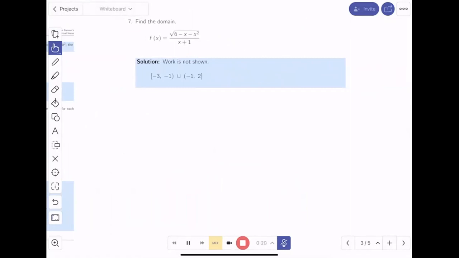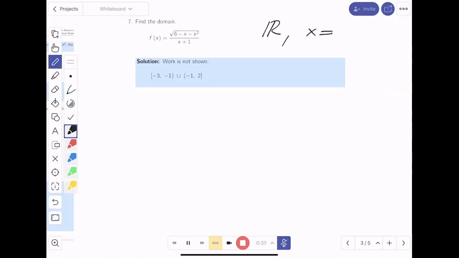Initially what we like to do is we just say all the real numbers. So all the real numbers. However, looking at the bottom, x cannot be -1 because I'd have division by 0. The other thing I'm looking at is that even root, and I know that 6 minus x minus x squared must be greater than or equal to 0.